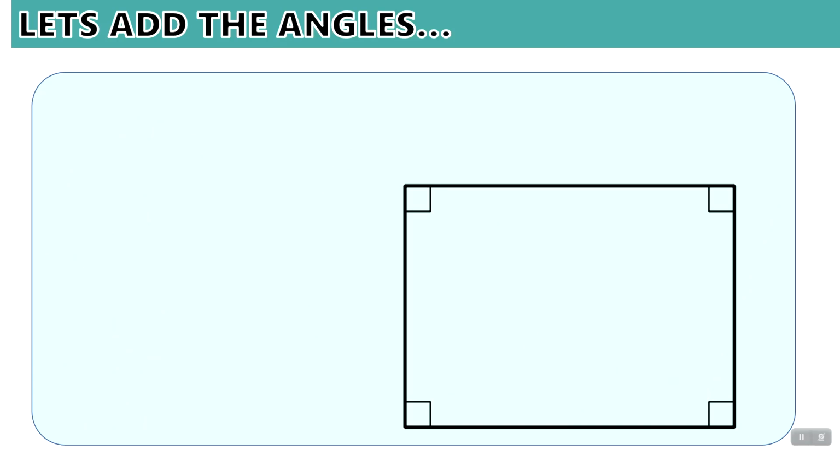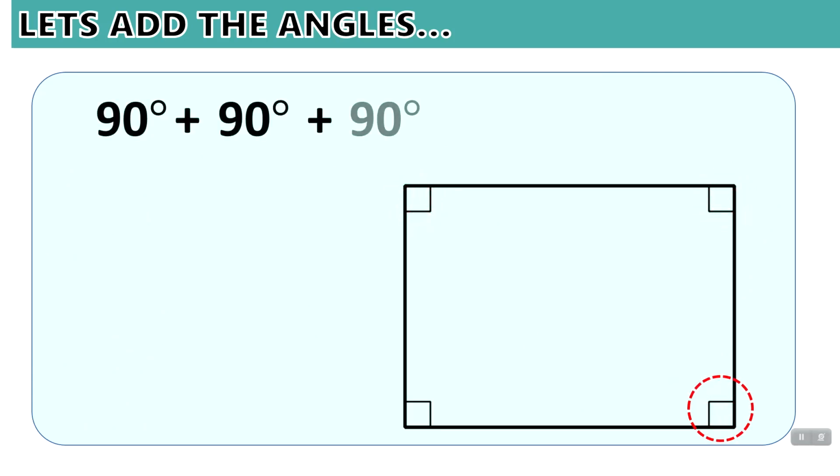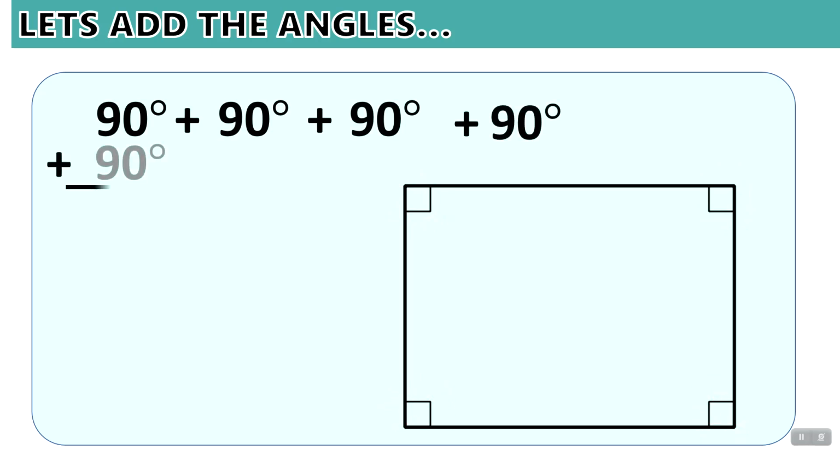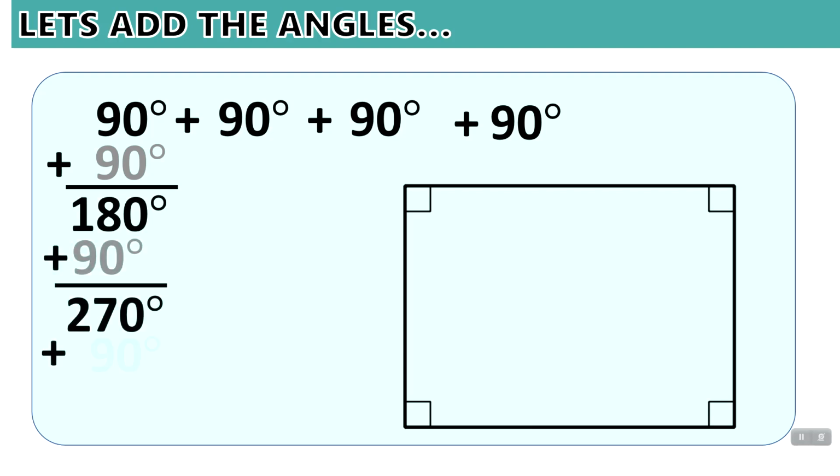This looks like a rectangle. All four angles have squares in the corners, which means each one of those is 90 degrees. So we're going to add 90 plus 90 plus 90 plus 90 and see what we get. 90 plus 90 is 180. Plus 90 is 270. And again, plus the last 90, we come up with 360 degrees. So the three quadrilaterals we checked, every time we added the four angles, we got 360 degrees.